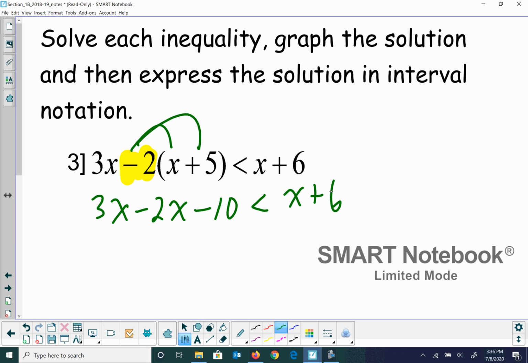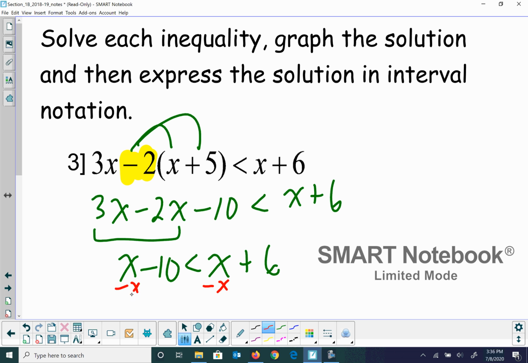Let's be nice and neat. Let's combine like terms. So I have like terms over here. So 3x minus 2x is 1x, and I can just list that as x minus 10 is less than x plus 6. So let's start figuring this out. So look at this. What's going to happen here? Uh-oh. Oh boy, what happened on this problem?